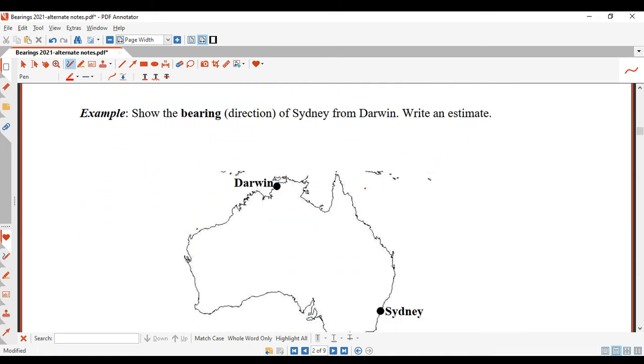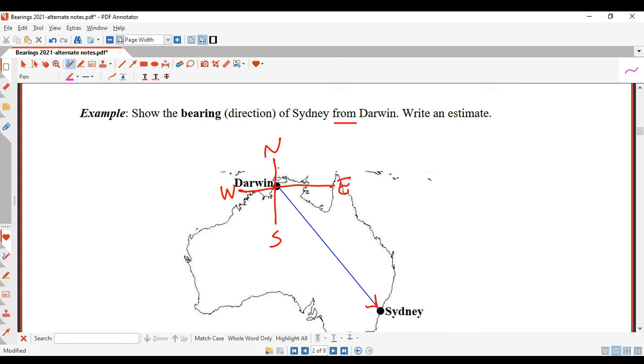Now let's go the other way. For this one, we're going to show the bearing or direction of Sydney from Darwin. Because it's from Darwin, we start at Darwin and draw the line to Sydney, and then you describe that direction. I'm going to put the arrowhead here. You want to describe the direction of Sydney from where you are at Darwin. Because the direction is from Darwin, you draw your compass rose in, an abbreviated one if you like. There's north, south, east, and west.